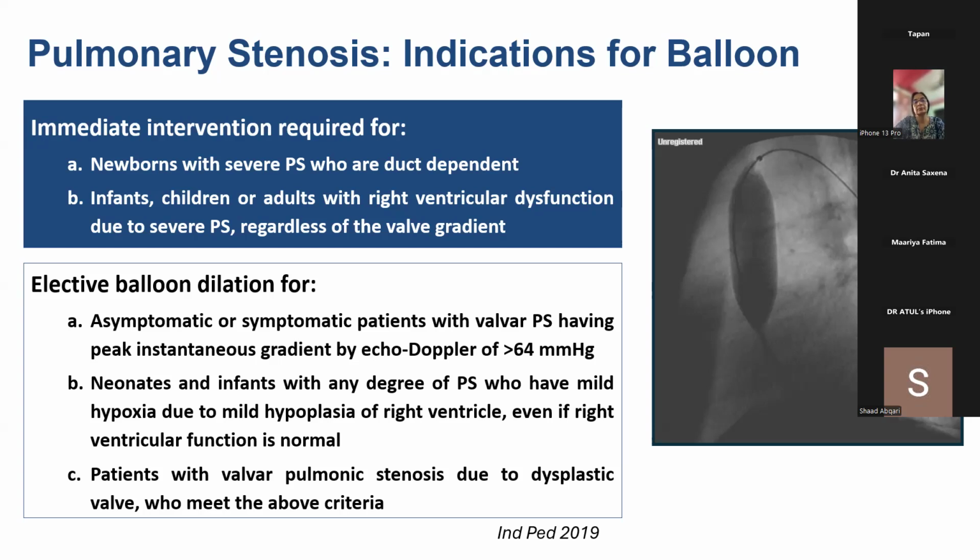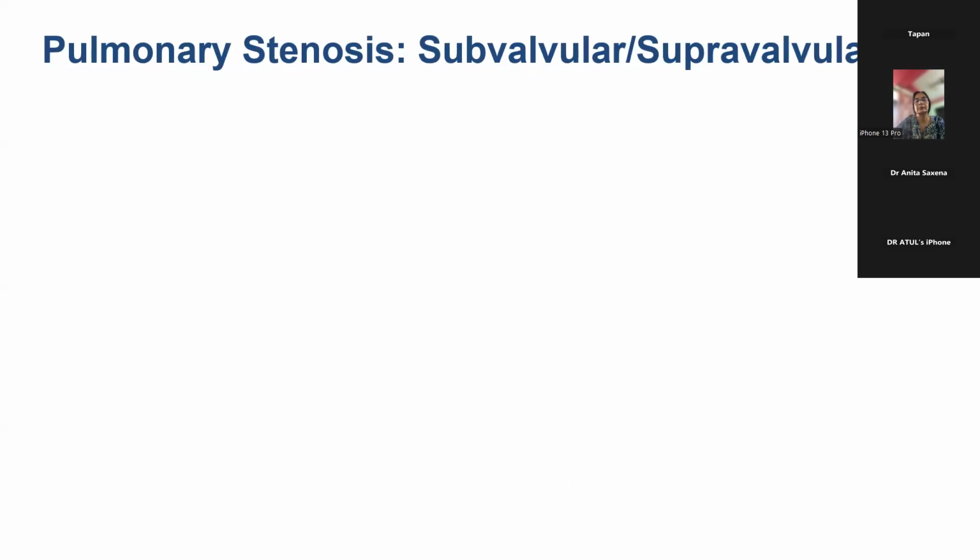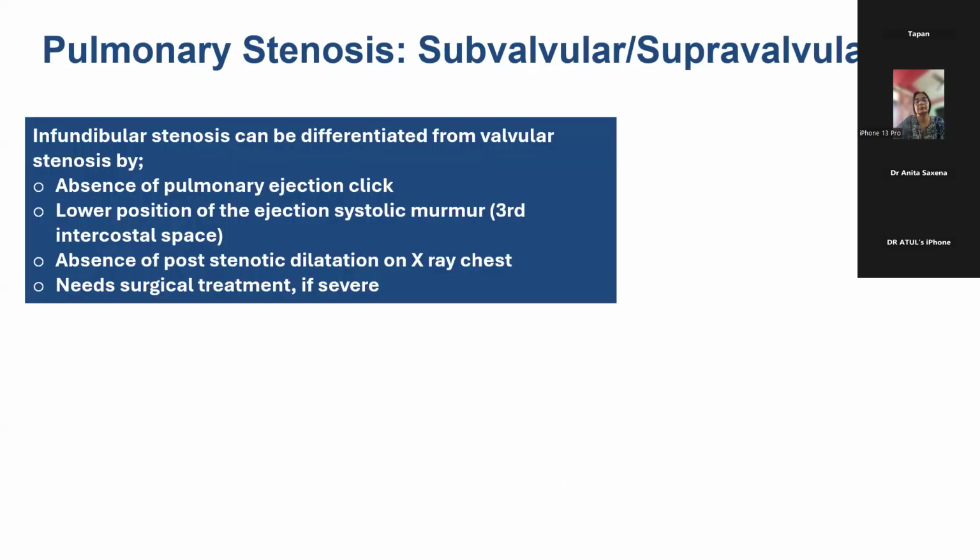But yes, those patients who have hypoxia because of right to left shunt, you may have to go at lower gradients also. And for dysplastic pulmonary valve, you can go ahead and dilate, but as I said, you may have to use a bigger balloon, number one. Number two, they may undergo restenosis over a period of follow-up, and therefore you need to follow them up. As far as subvalvular or supravalvular pulmonary stenosis is concerned, I think the management is a little different.